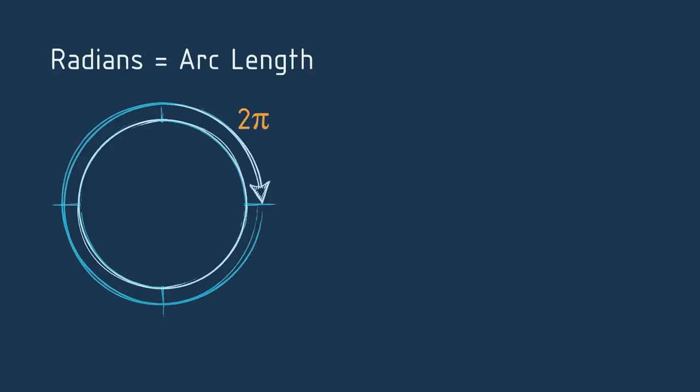Radians fit here naturally. On the unit circle, the radian measure of an angle equals the arc length. One full loop has length 2 pi, so adding 2 pi brings you back to the same point. That is why sine and cosine repeat every 2 pi.